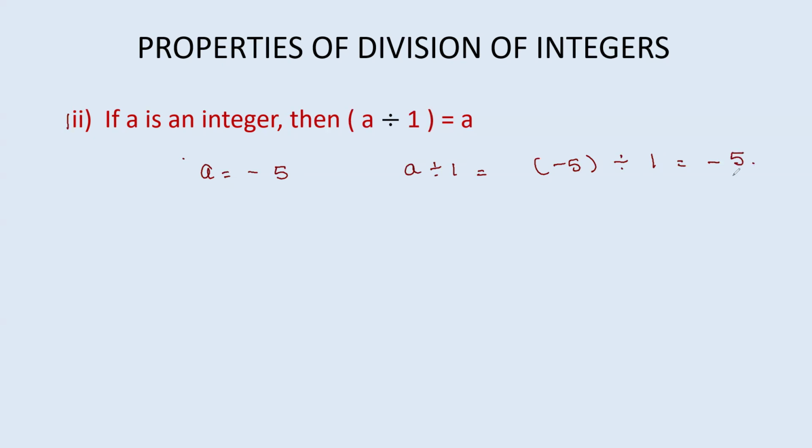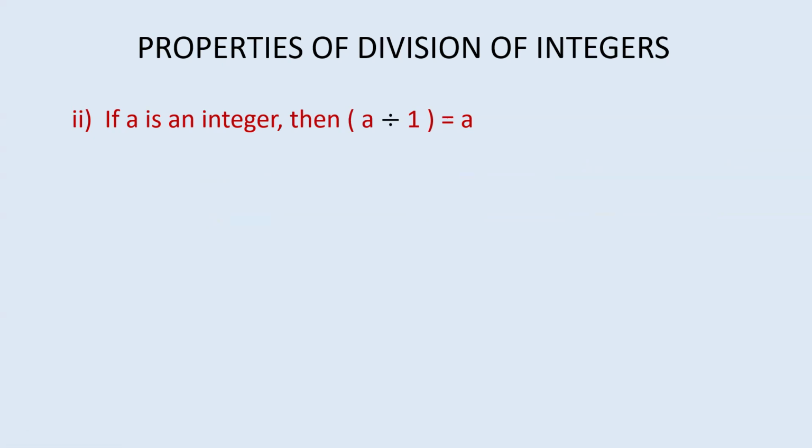It's minus 5 itself. If say a is 7 and we divide a by 1, 7 divided by 1, both are positive integers. Answer has to be positive and 7 divided by 1 is 7 only. So we get the same answer. So any integer divided by 1 gives the same answer.